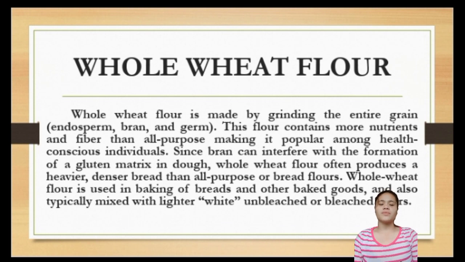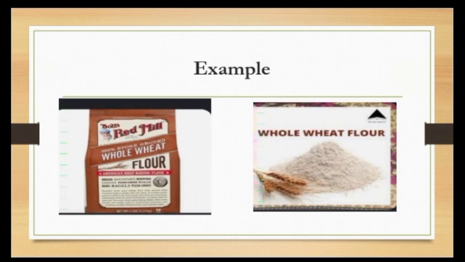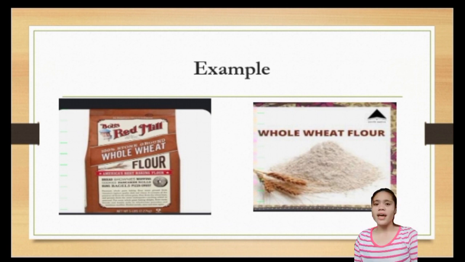This flour contains more nutrients and fiber than all-purpose, making it popular among health-conscious individuals. Since bran can interfere with gluten formation in dough, whole wheat flour often produces a heavier, denser bread than all-purpose or bread flours. Whole wheat flour is used in baking breads and other baked goods and is also typically mixed with lighter white and bleached or unbleached flours.